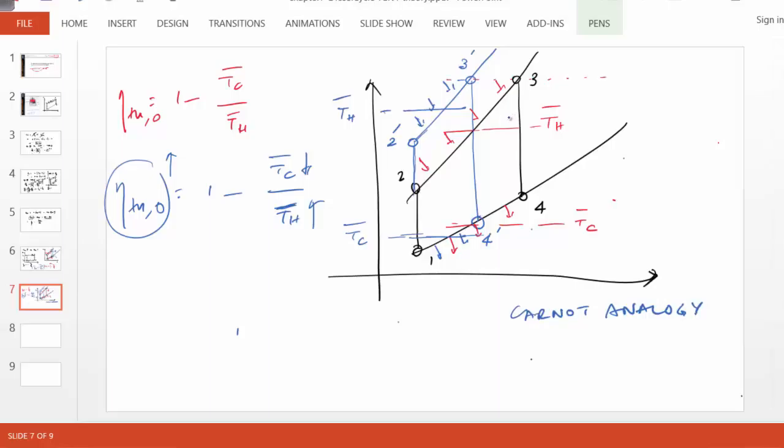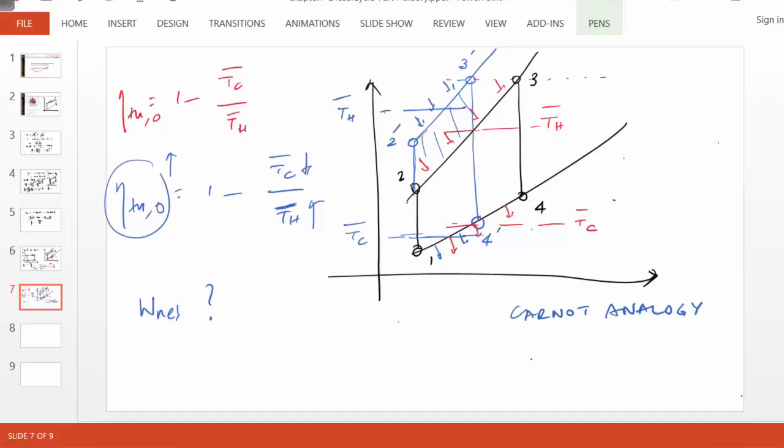Now if someone says, what about W net? Is W net going to be higher in this modified cycle? We'll say, not so sure. We added this area and we lost this area. So therefore, you cannot say for sure. You cannot say that W net doesn't change, but you can see that it's not clear.